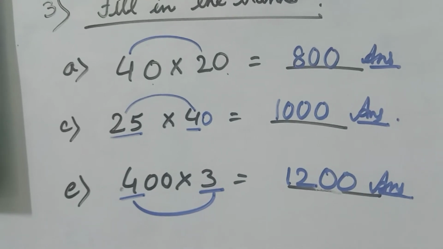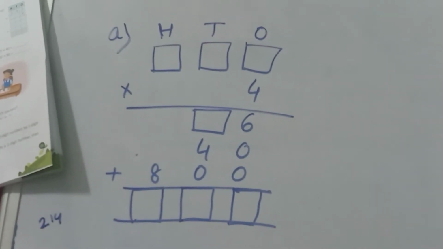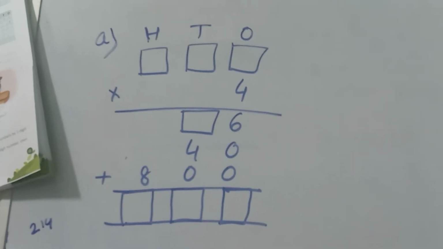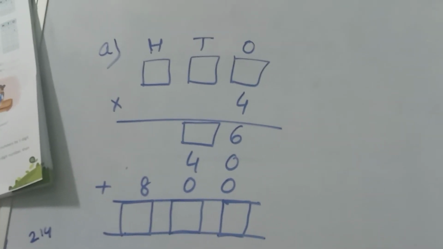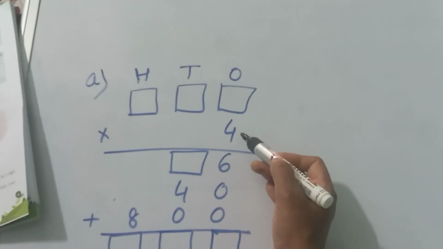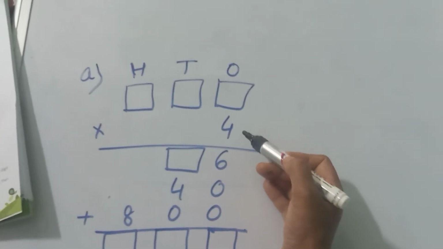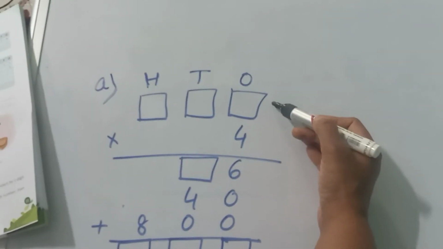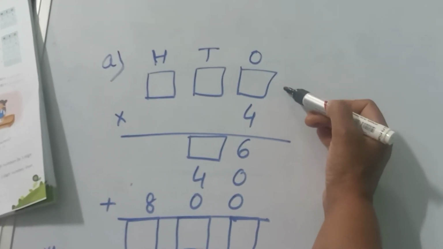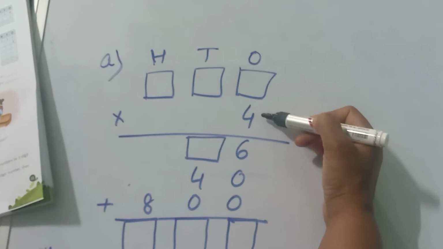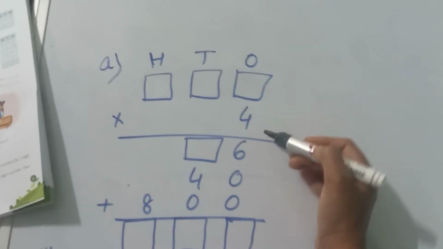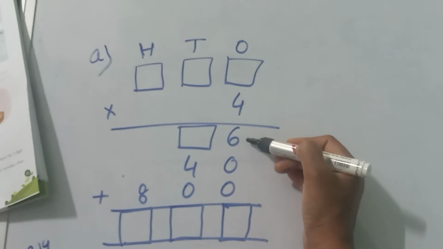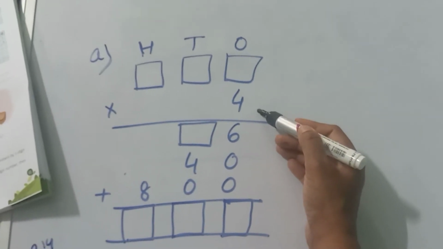Now moving to question number 4. Now children, look at the question number 4. Write the missing digits in the circle. So children, first of all, here you know this 4, that is your multiplier. And here these multiplicand you don't know. We have to fill here. Now children, you will read the table of 4 so that you will get your number with the digit at ones place 6.